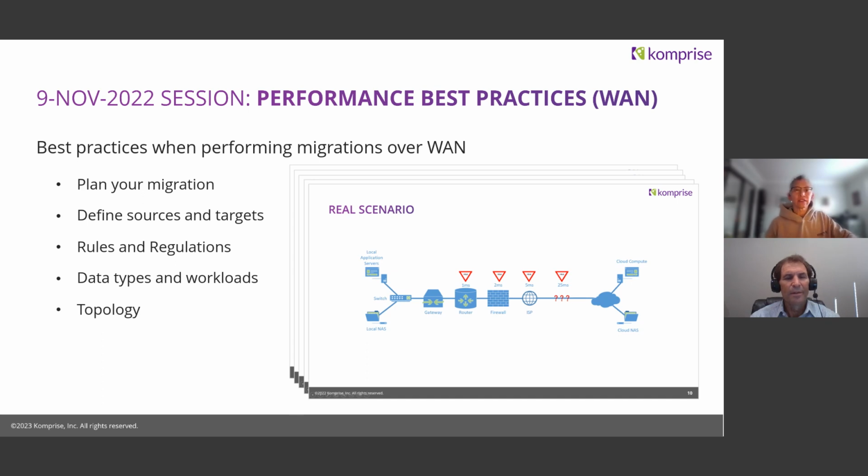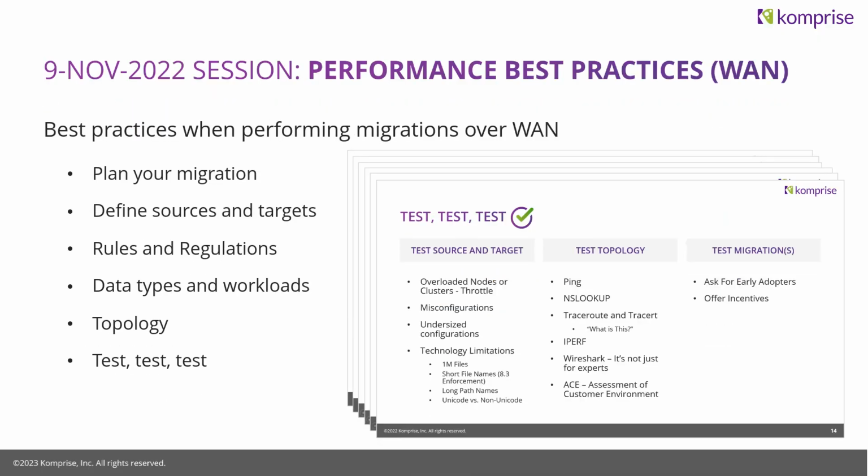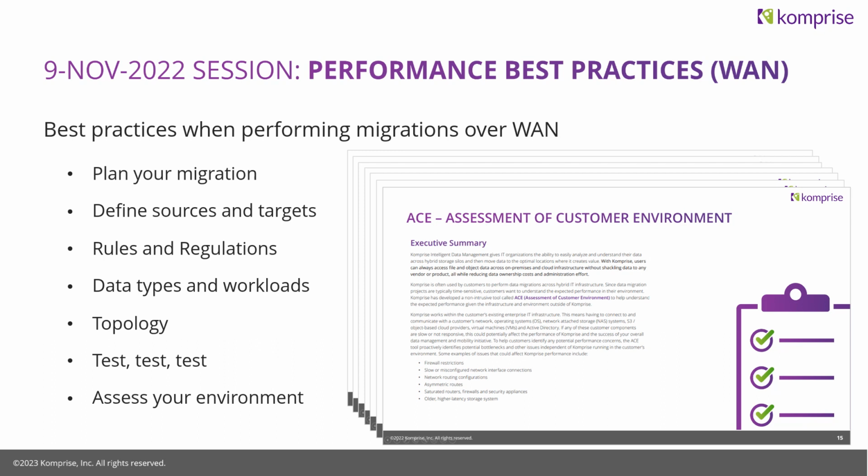I'll get to that in a second. The way that, of course, these kind of scenarios are uncovered are first by testing. So before you do any large-scale migration, obviously it's a good idea to test. And you're not just testing the topology, but you're testing your sources, the read and write times on the targets, testing a small migration to make sure everything goes the way you think. You've got all the permissions set up. Finally, Komprise does have a service that we can provide that we call ACE, the assessment of your customer environment. This can help uncover a lot of the issues that a test might show.